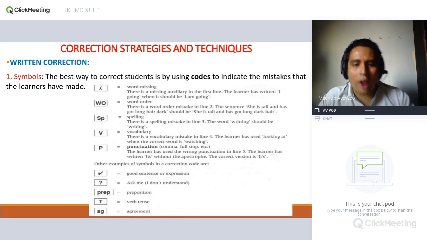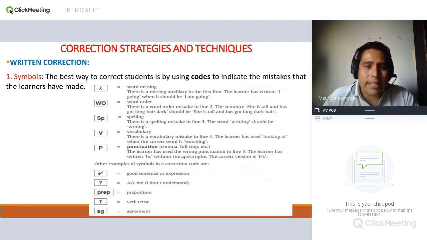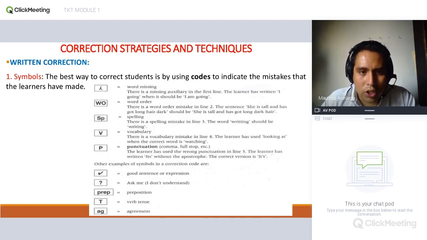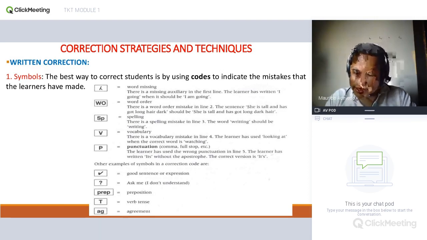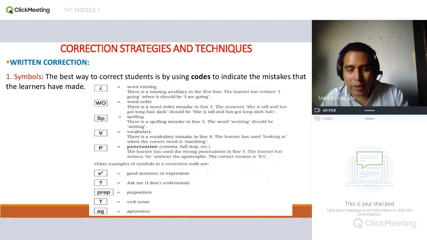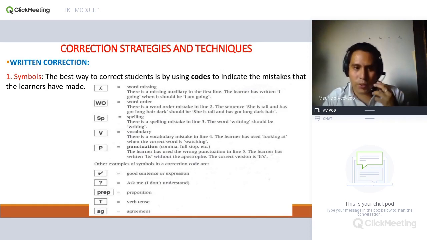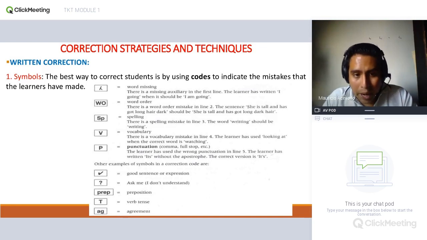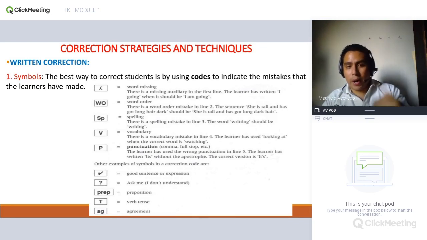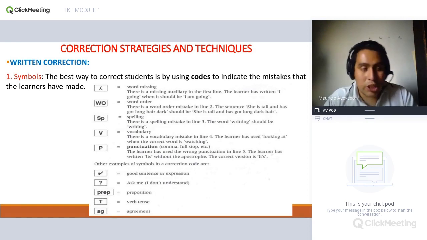Like you need a comma with that. It's comma without the apostrophe. Okay. Other examples of symbols in a correction code are a tick for a good sentence or expression, and a question mark, which means ask me, I don't understand. So I got more or less the idea, but it's very difficult to understand, or I definitely don't understand it. Prep, which is a preposition mistake. You are missing a preposition, or you are including an extra preposition which is not needed, and so on.